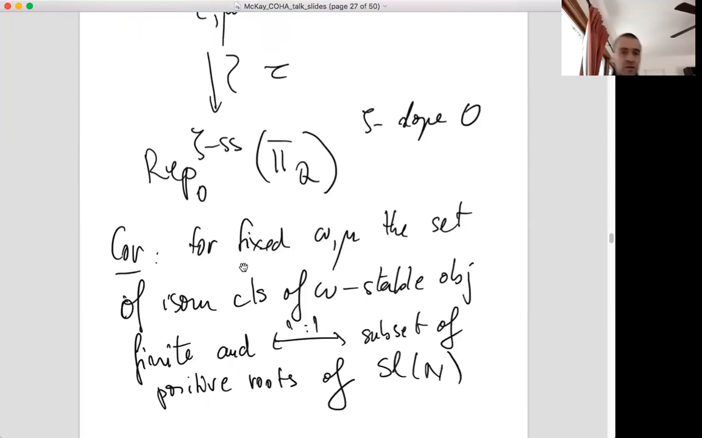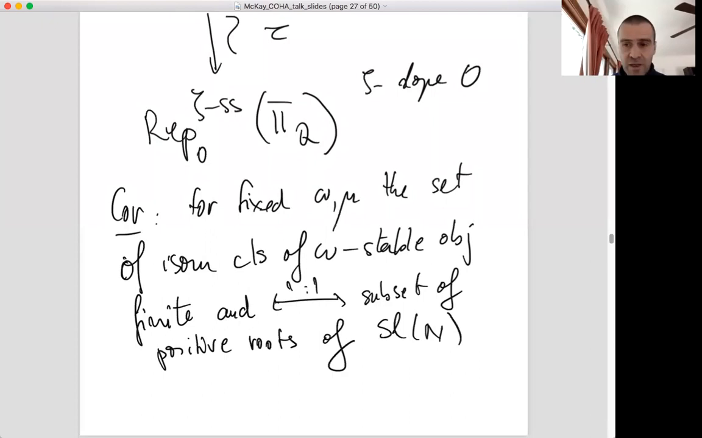I want to point out, though, a corollary, which is that, again, fixing all this data that I just fixed, a byproduct of the proof is that you learn that for fixed slope and omega, the set of isomorphism classes of stable objects, not semi-stable, but stable objects, is finite, and it's moreover a subset of the positive roots of SL N. Okay, this is something that comes out of all the technical stuff that we need to prove in order to get the equivalence. And it's an important observation, which is going to come up later.